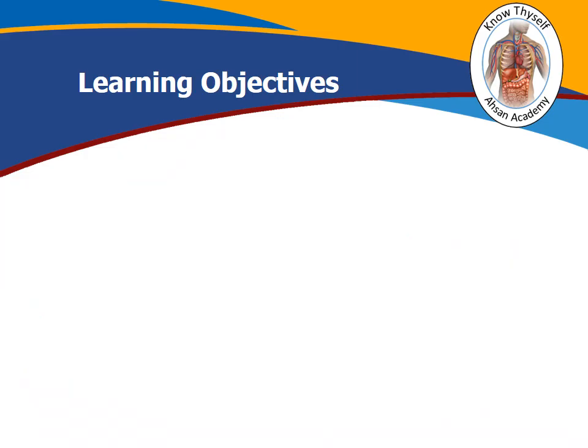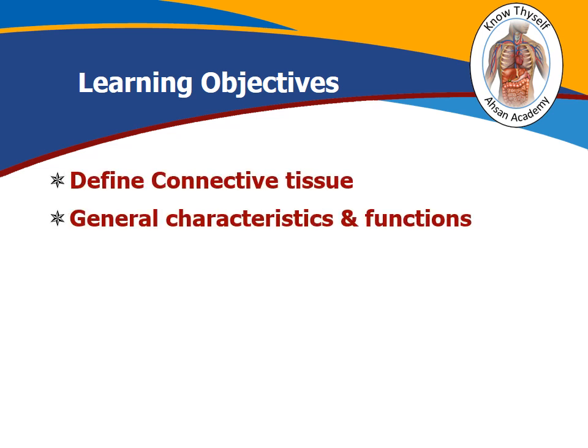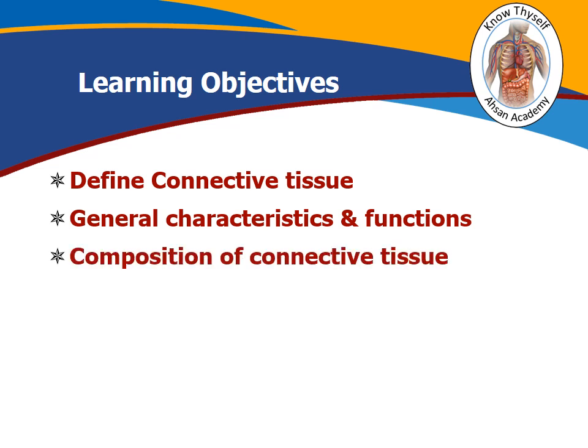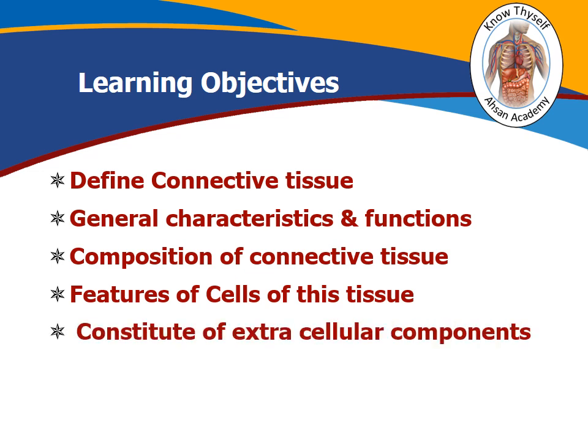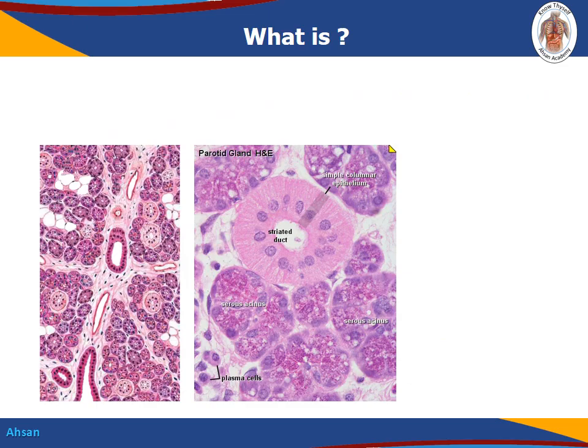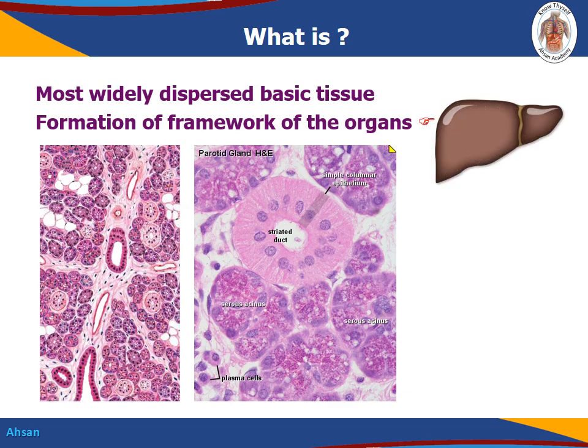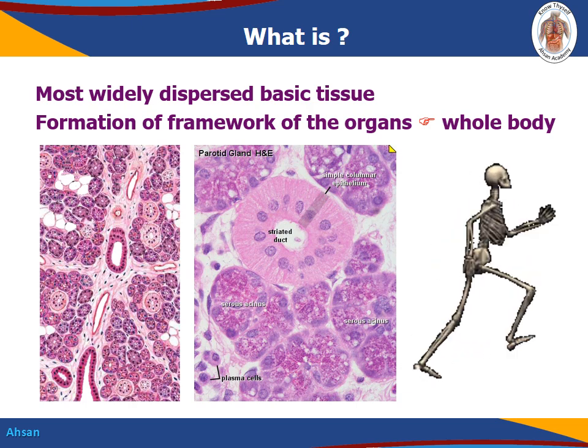This presentation will include the definition of connective tissue, general characteristics and function of this tissue, composition of this tissue, features of the cells present here, and the constituents of extracellular components. Connective tissue is one of the four basic tissues of the body, and it is a widely dispersed basic tissue. It forms the framework of each organ and also the framework of the whole body.